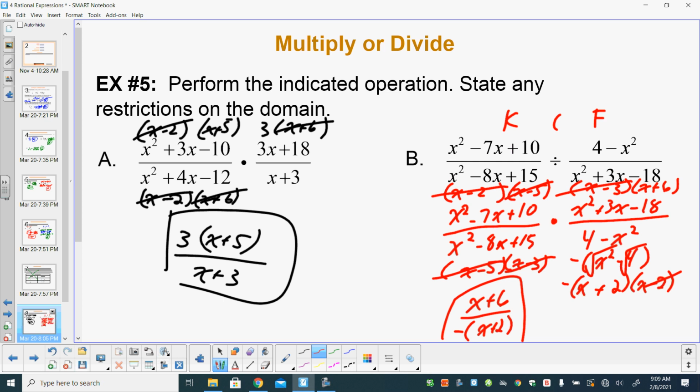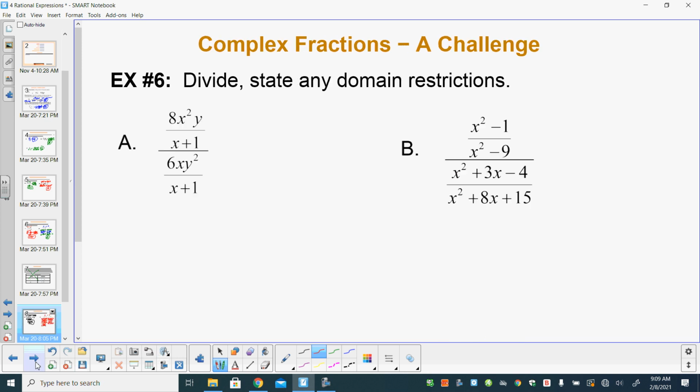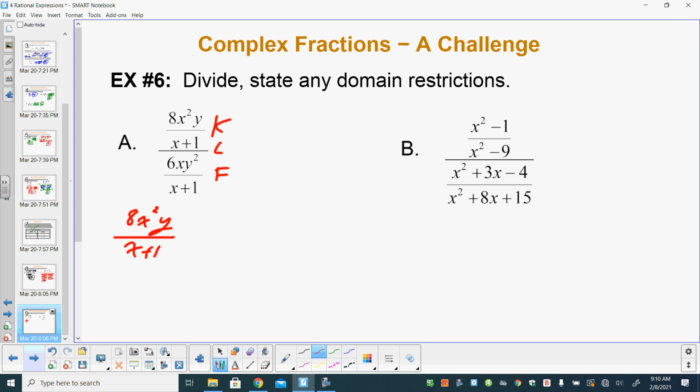All right, those last two that you're looking at, they look super complicated, but they're not. It's just a different way of saying dividing. So what we're going to do is the same thing. We're going to keep, change, flip. So I'm going to keep 8x squared y over x plus 1, then change to multiplication, and then flip x plus 1 and 6x y squared. So right off the bat, what can I cancel? Because there's not much I can factor. I can cancel out the x plus 1s, leaving me with 8x squared y over 6x y squared.